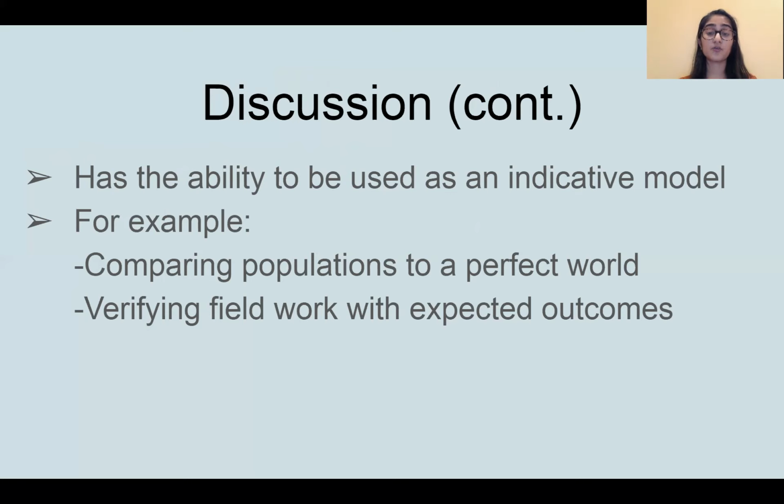For example, you can take these results and compare them to fieldwork as a perfect world. You can also verify fieldwork with expected outcomes. So if you're going into a field and you're expecting one thing from this code, you can compare how they work together and compare how they didn't.